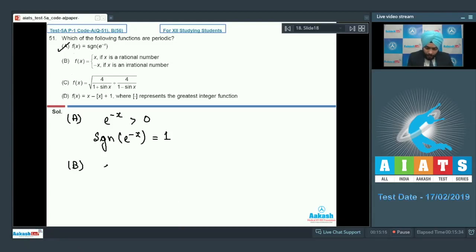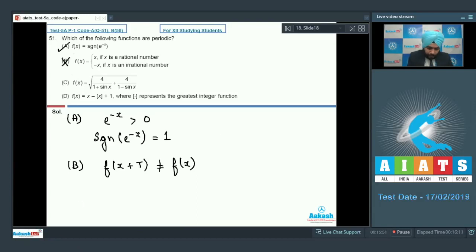Option B clearly does not satisfy f(x plus T) equals f(x). It does not satisfy this at all, because it is x when x is rational and minus x when x is irrational. So at x equal to 2 the value is 2, at x equal to 3 the value is going to be 3. Anyhow, the values are not going to repeat for any particular rational number or irrational number. If the values are not going to repeat, the function is not periodic. As simple as that. So B is wrong.